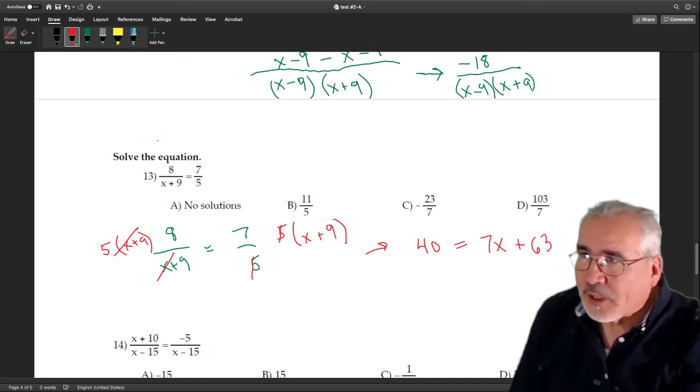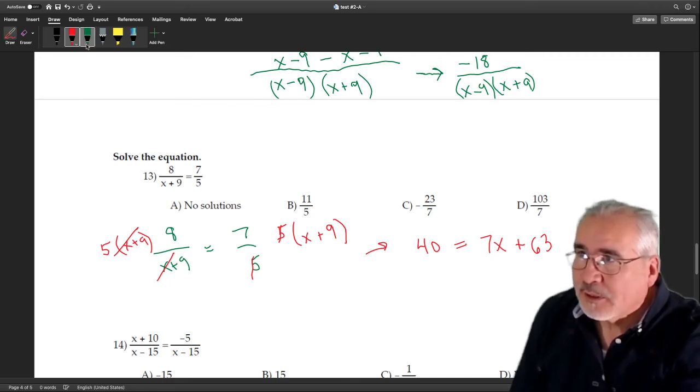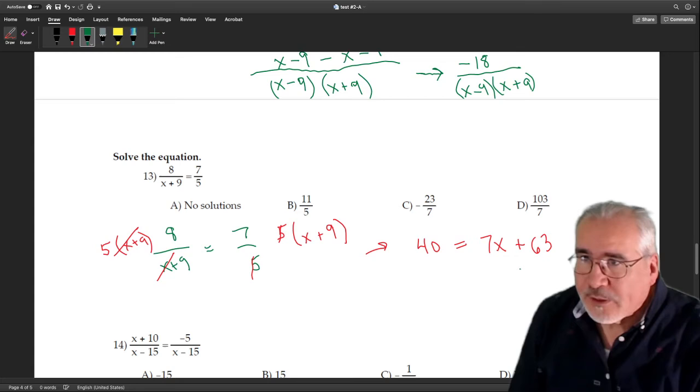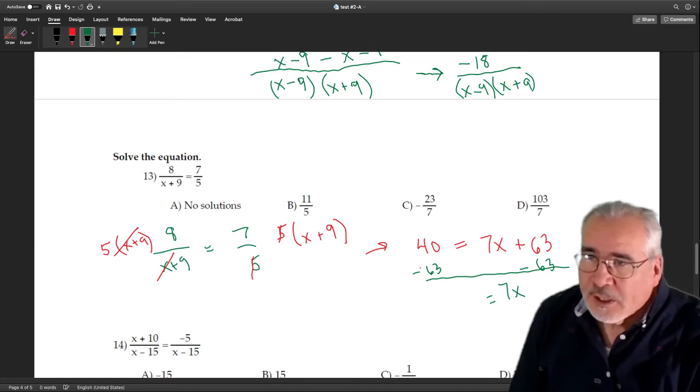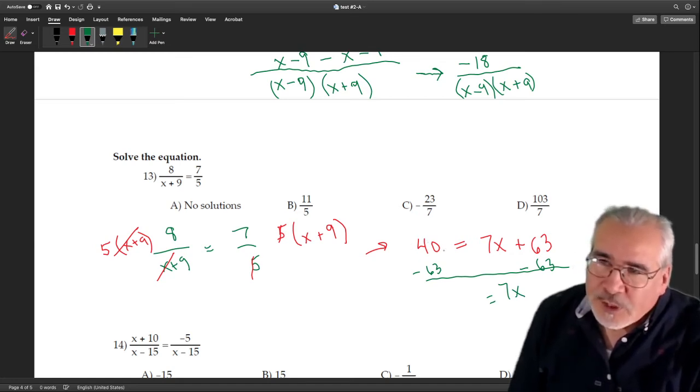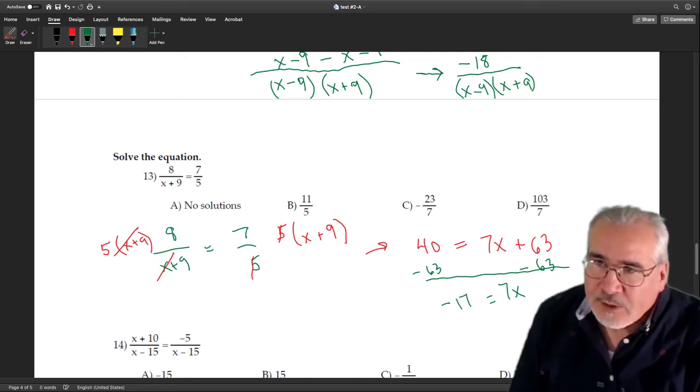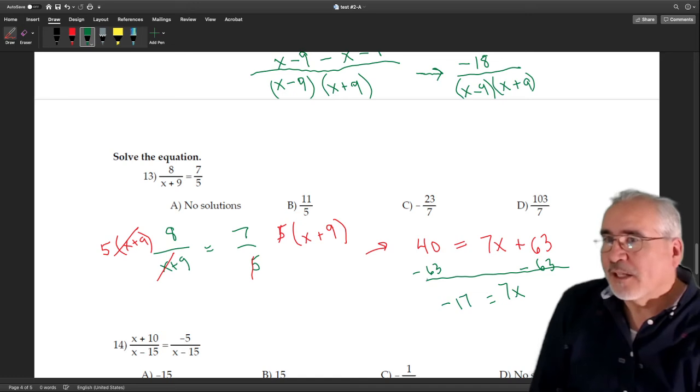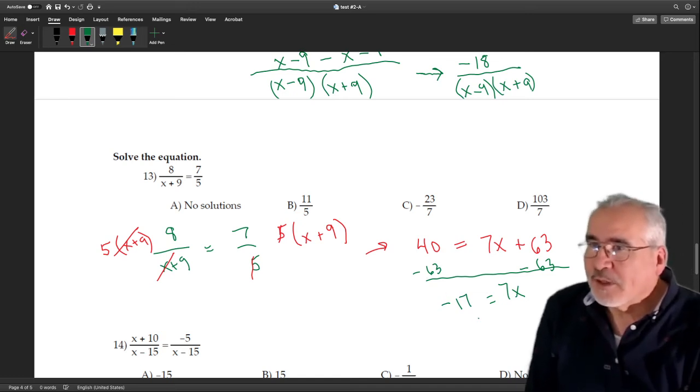And we're just going to solve for x here, so we will subtract 63 from both sides. That leaves us with 7x on the right side. 40 minus 63, that's 23... and it's negative because 63 is bigger than 40. And then we are going to divide by 7.